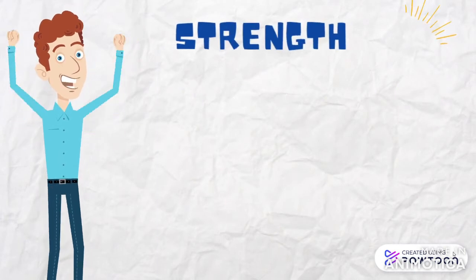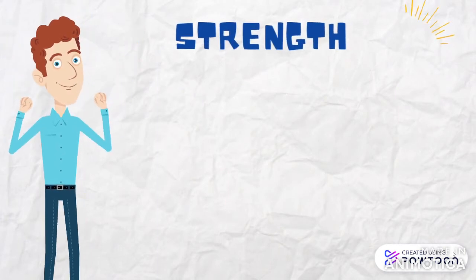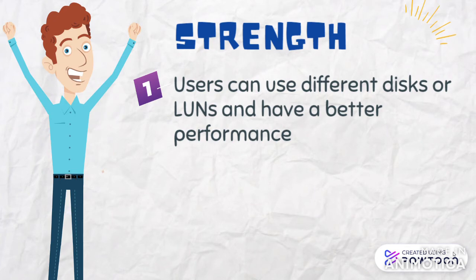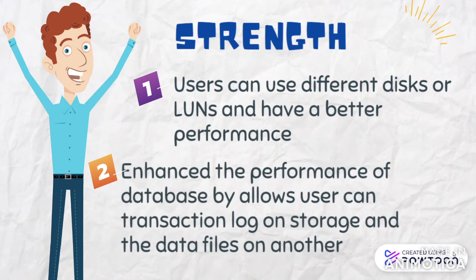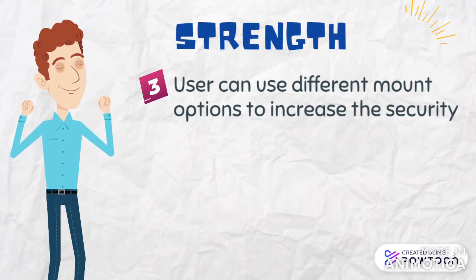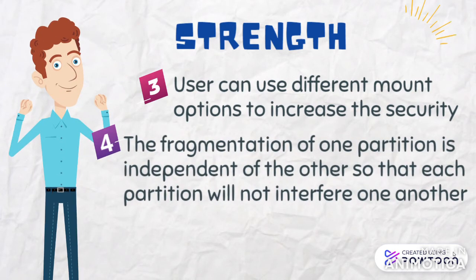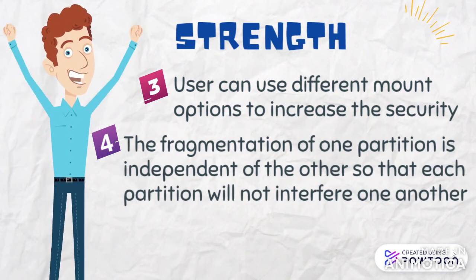Next are the strengths and the weaknesses of the ext4 file system. Firstly, in ext4, users can use different disks or volumes and have better performance. The performance of the databases will be enhanced because it allows users to have the transaction log on one storage and the data files on another. After that, users can use different mount options to increase the security. Other than that, the fragmentation of one partition is independent of the other, so that each partition will not interfere with one another.